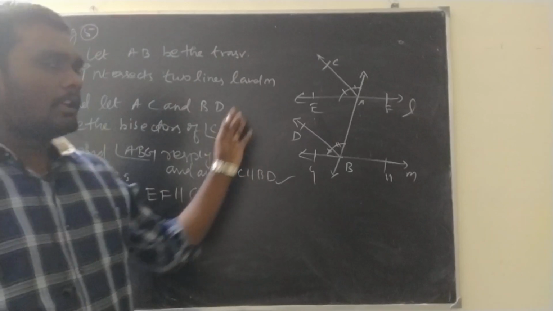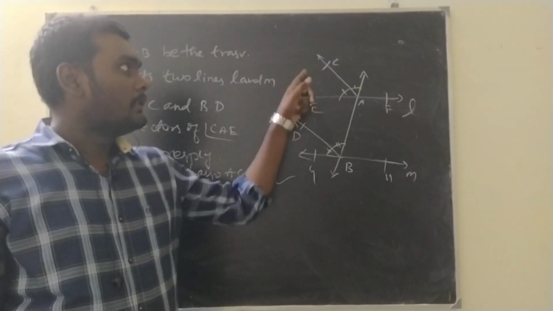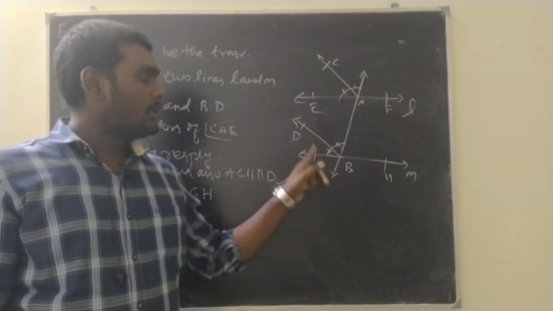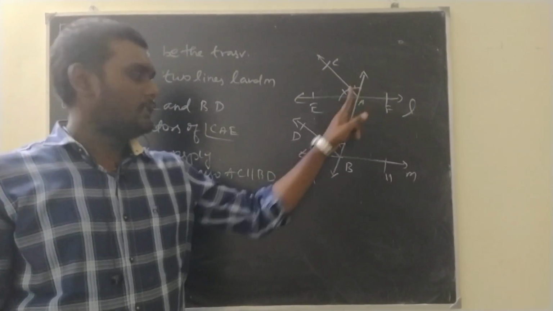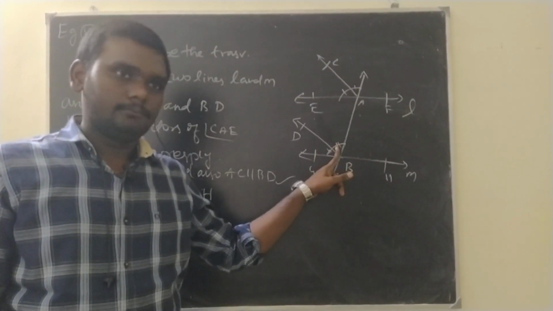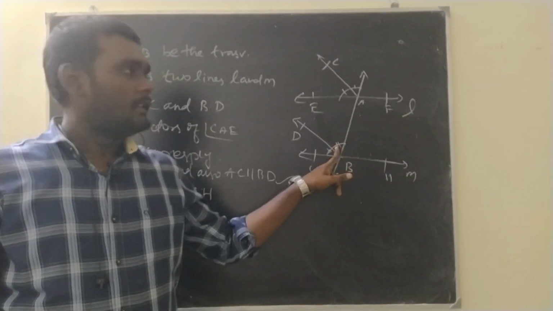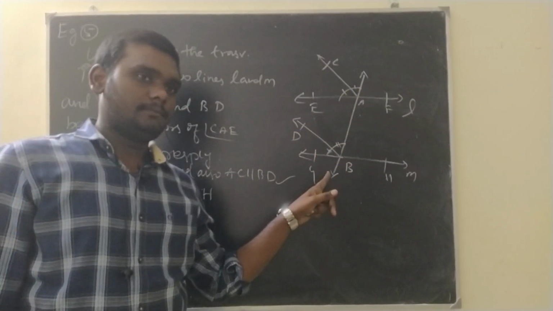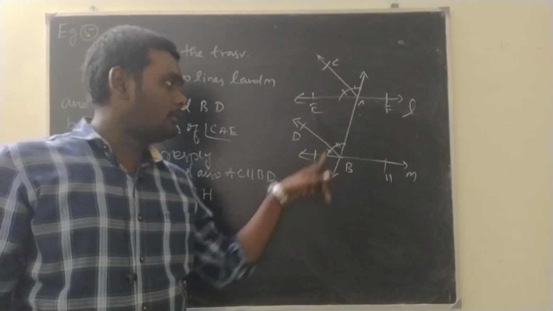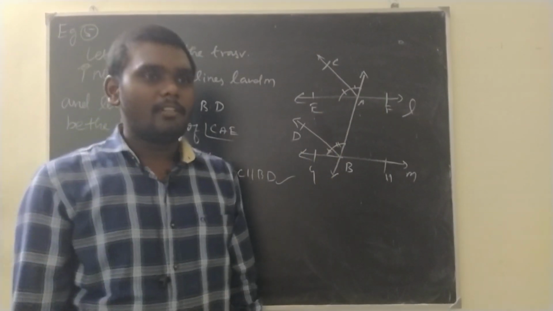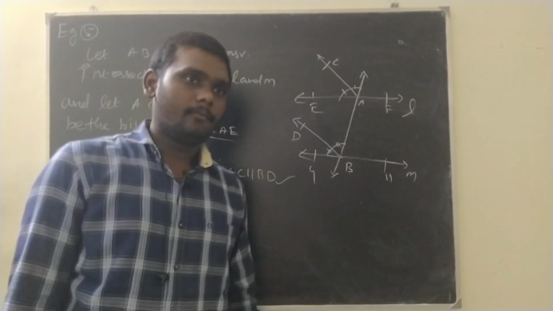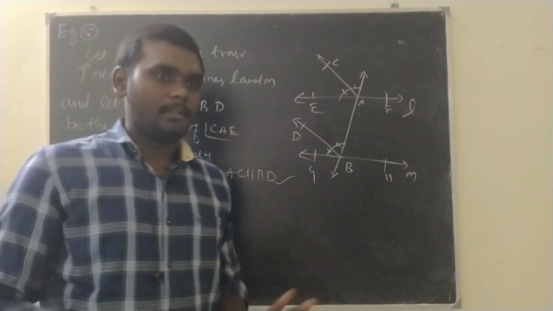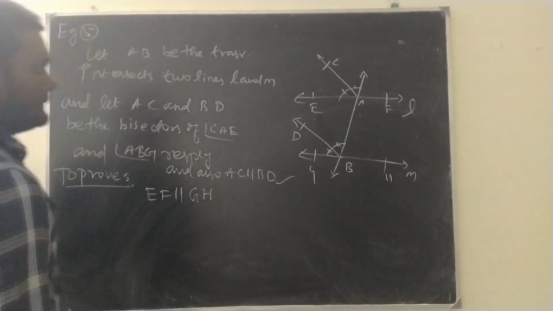First I'll give a walkthrough for this proof, then we'll proceed with the proof. See, since AC and BD are parallel, we can say this half and this half are equal. Since half of this is equal, the other half also is, which makes these two angles equal. And which result do we make use of? If corresponding angles are equal, then the lines are parallel. That is the proof, simply.